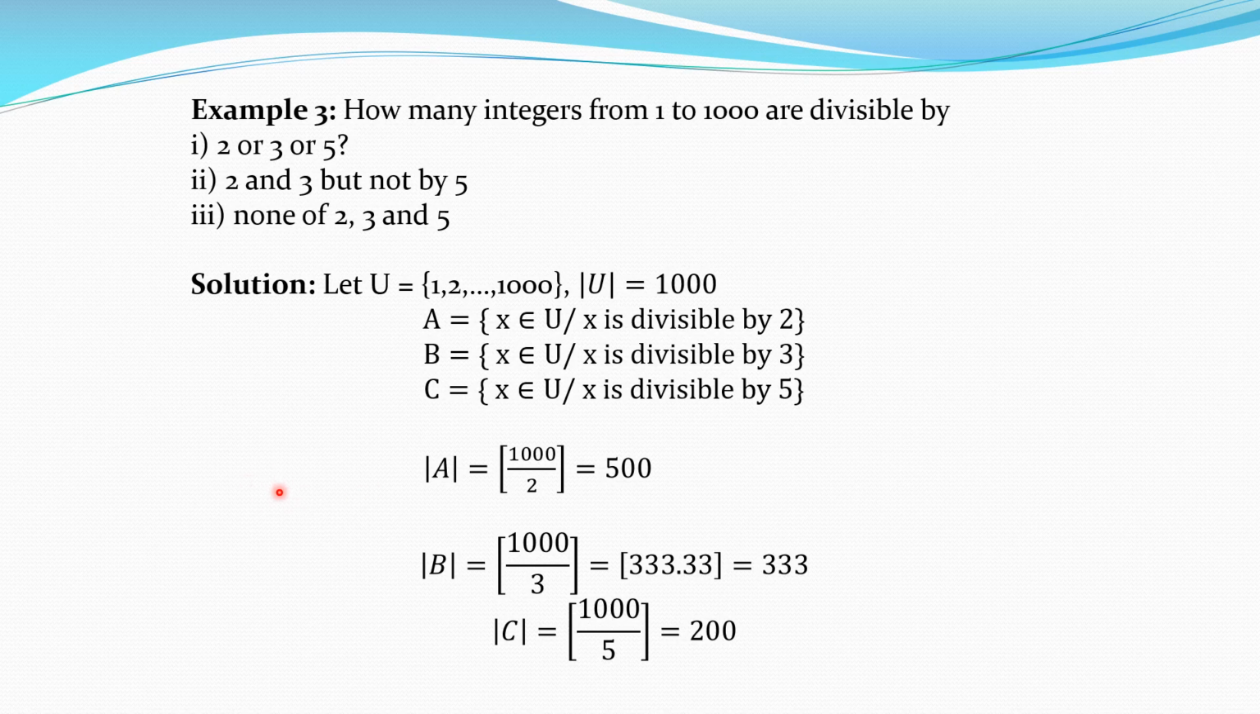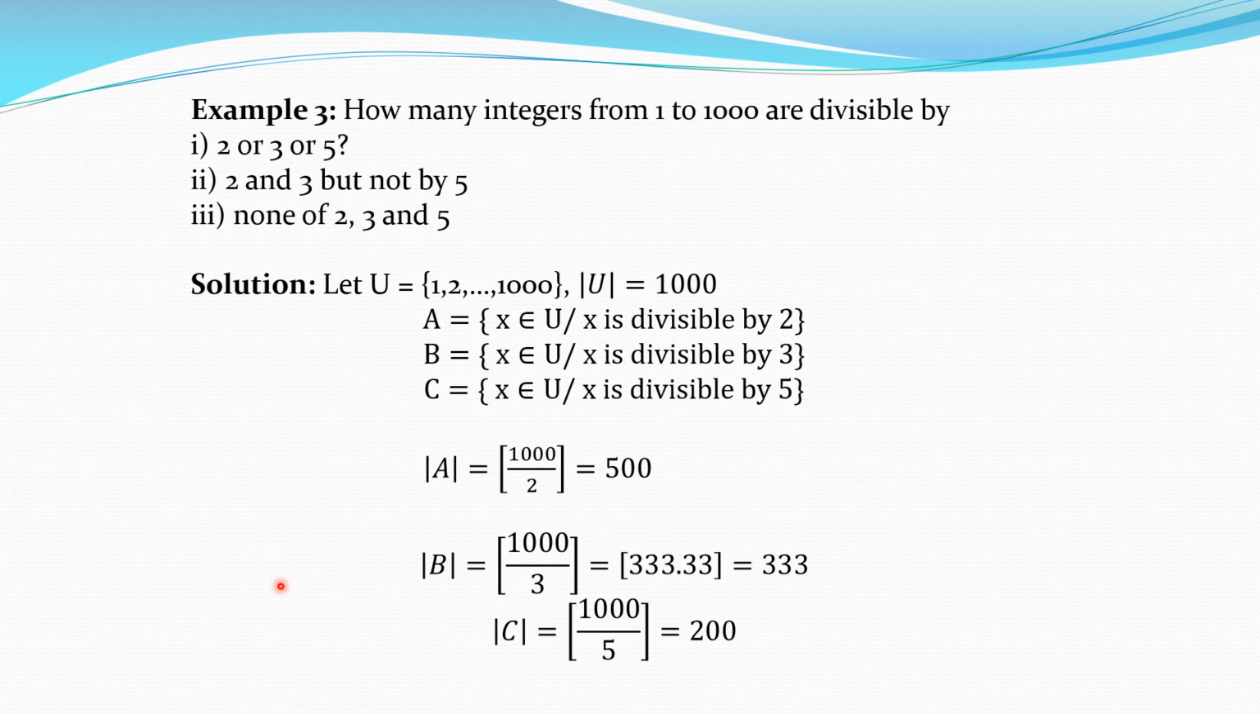Now how to calculate the cardinality of A? So A contains the integers from 1 to 1000 divisible by 2. So as we are considering the numbers from 1 to 1000 continuously, to find the cardinality of A, we divide 1000 by 2. So it is 500. It means 500 numbers are divisible by 2.